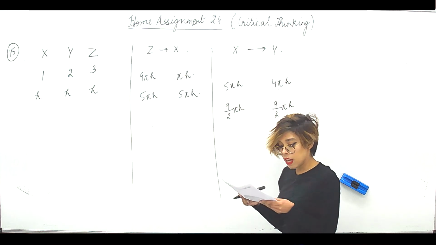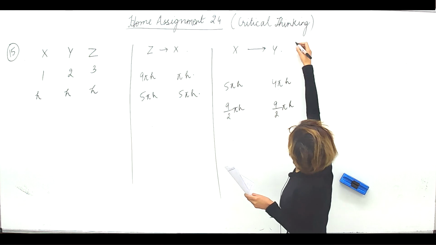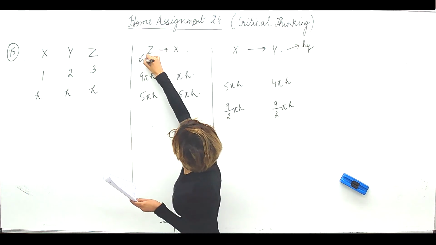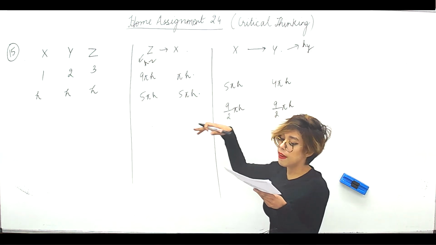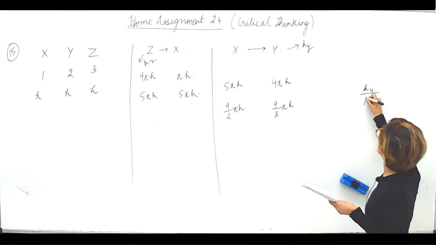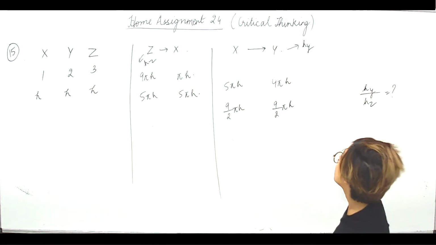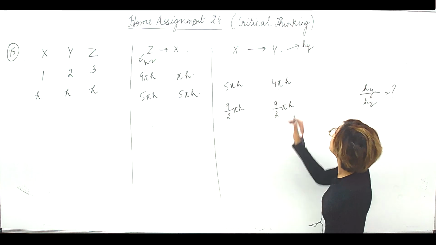Now he says if hy and hz denote the height of water at this stage in the buckets y and z respectively, then the ratio hy by hz is? Now, first I'll try to find hy. We have to involve hy, right?